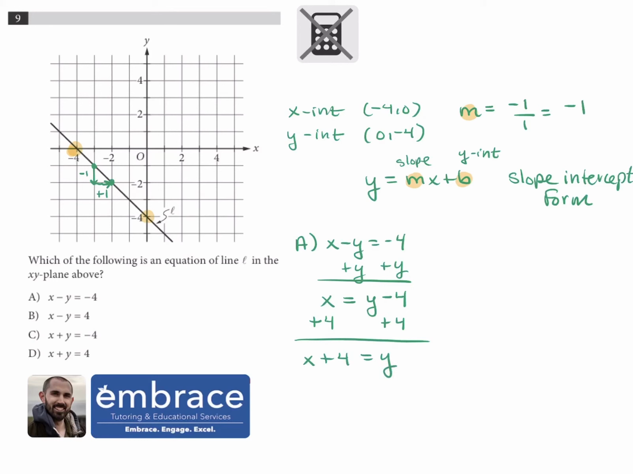All right, so that has a slope of 1 and a y-intercept of 4. So both parts of that are actually incorrect. So A is out.